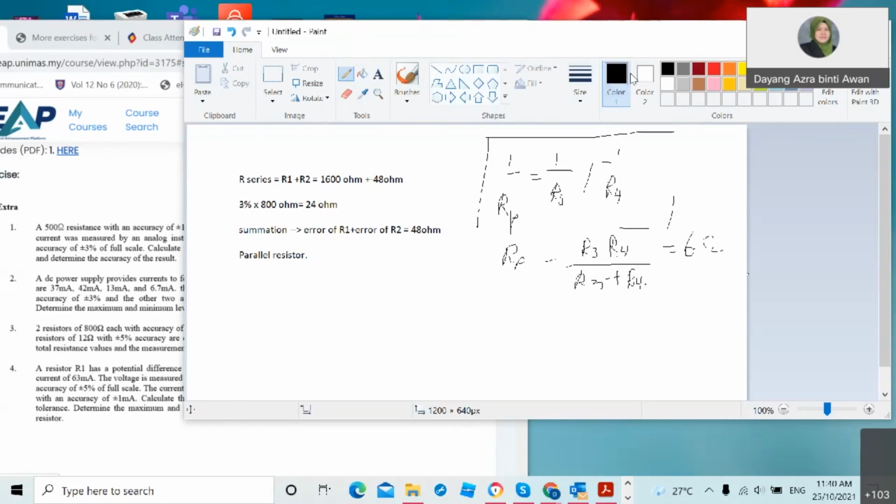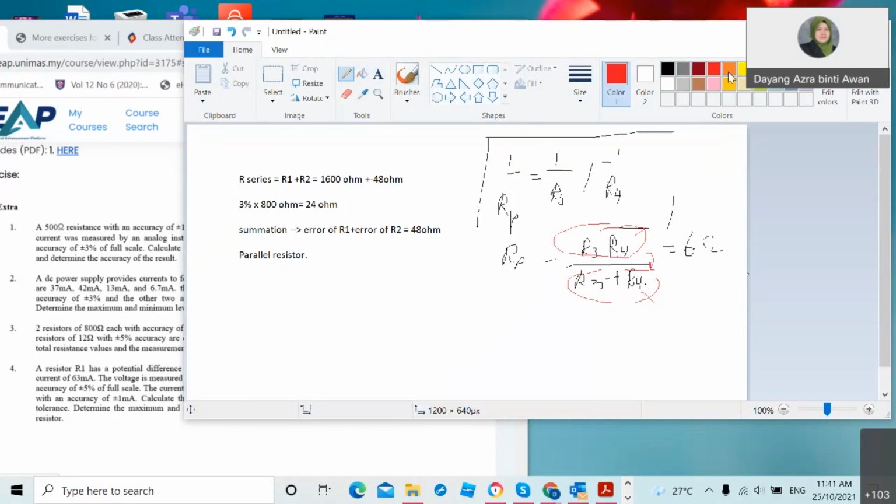So since this one, you can see here, yang ni adalah multiplication, and we have division, and this one we have summation. So this one is in percentage, this one is in percentage, and the bottom one will be in real value. Okay, so you need to do it part by part. So first you have the error. So this one untuk parallel resistor is okay.